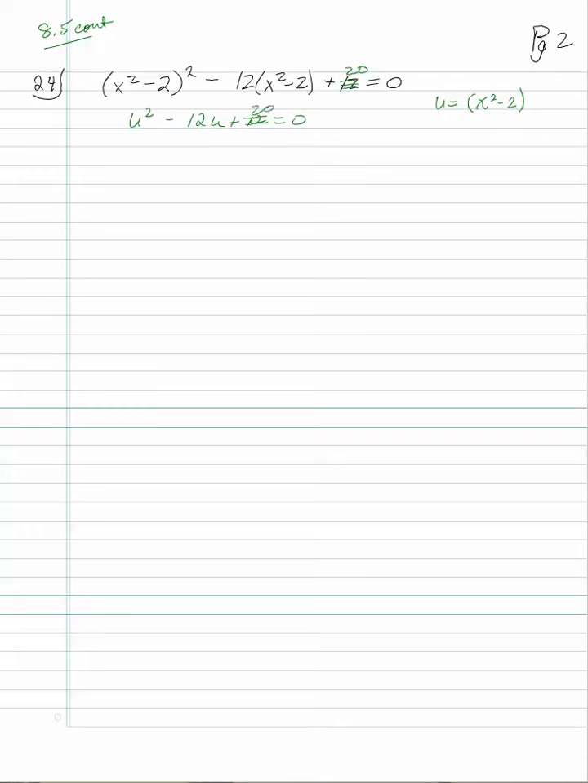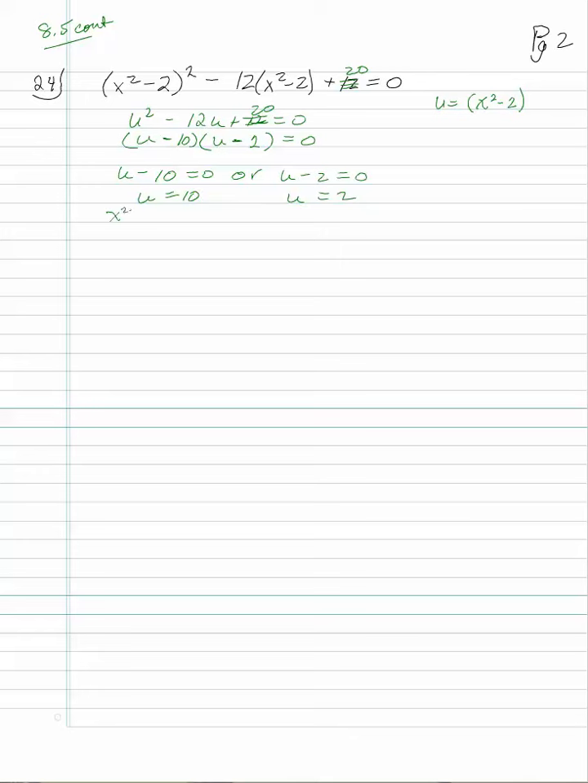Okay, so what are factors of 20 that add to 12? Factors of 20 that add to 12. So let's see. 5 and 4, no. 10 and 2. Both of them are going to be negative. So now, u minus 10 equals 0, or u minus 2 equals 0. So u equals 10, or u equals 2.